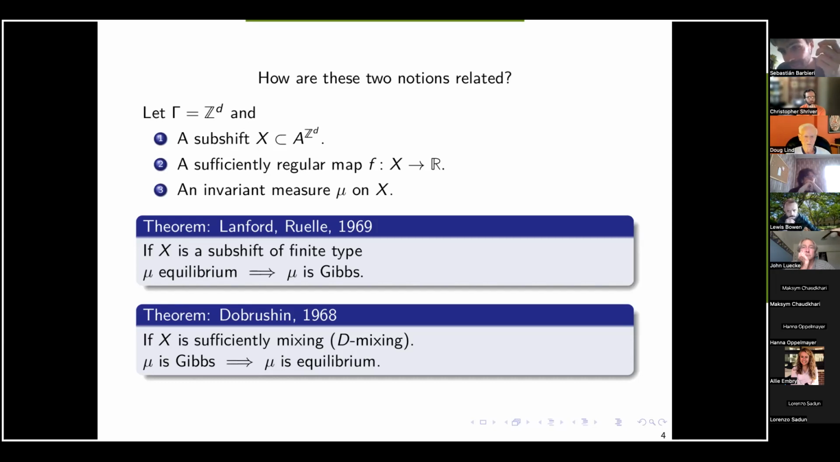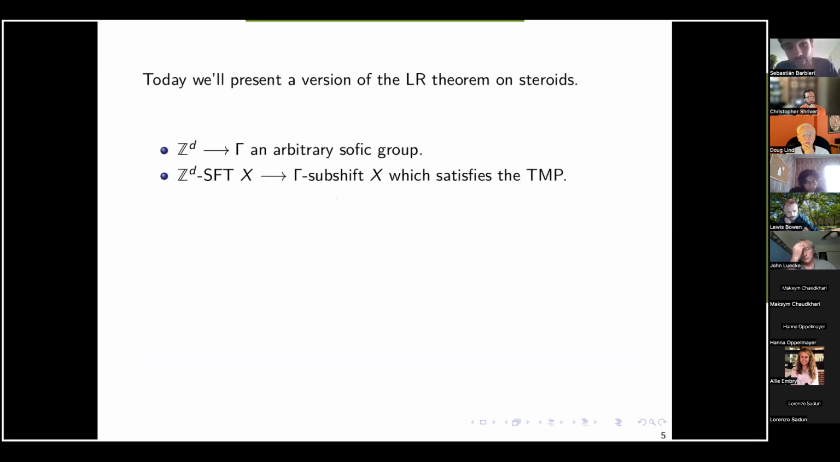What I'm going to do today is try to go beyond and say what happens in sofic groups. So we're going to present a version of this Lanford-Ruelle theorem on steroids. And what do I mean by steroids? First, I'm going to replace Z to the D by an arbitrary sofic group. And second, I'm going to take this condition that the subshift is a subshift of finite type, and I'm going to replace it by a much weaker property, which is called the TMP, or topological Markov property.